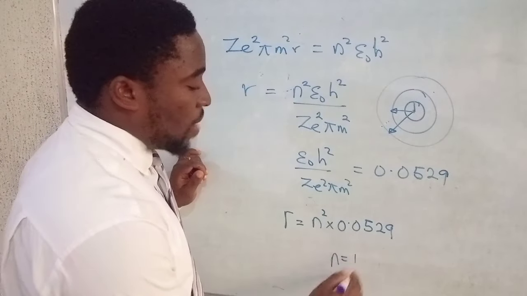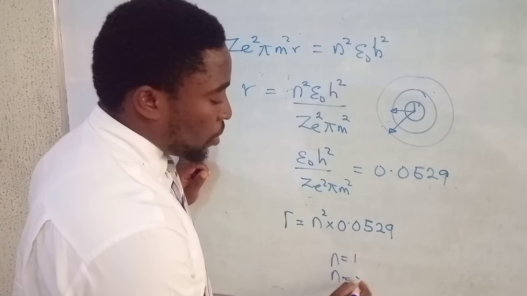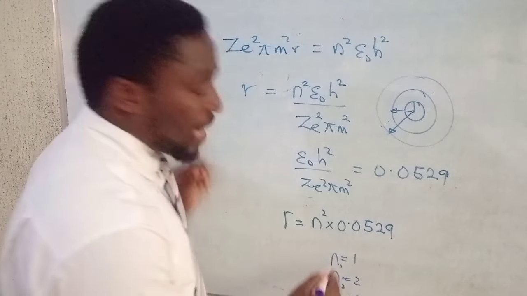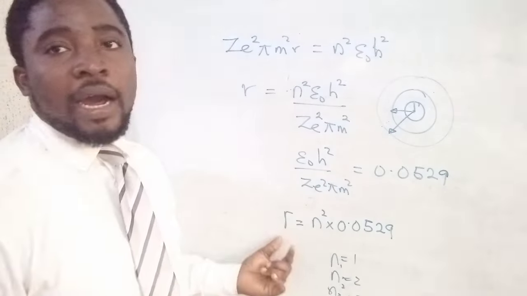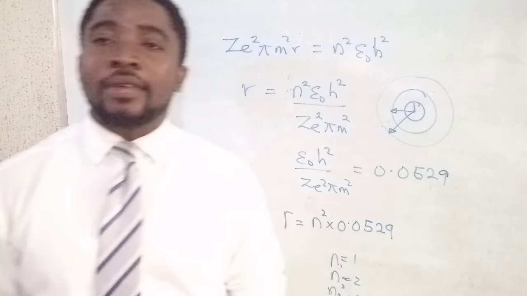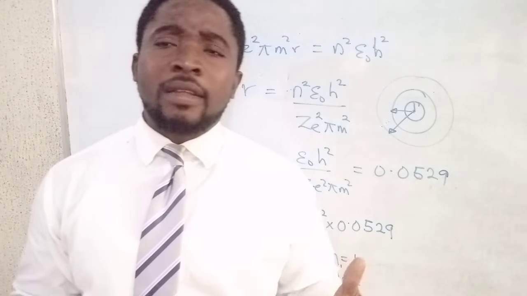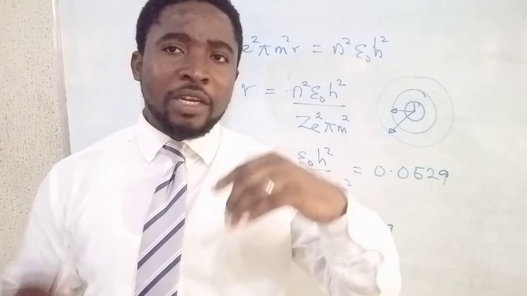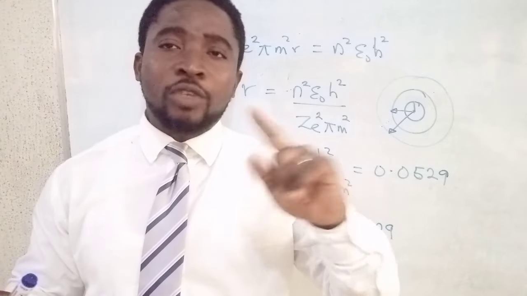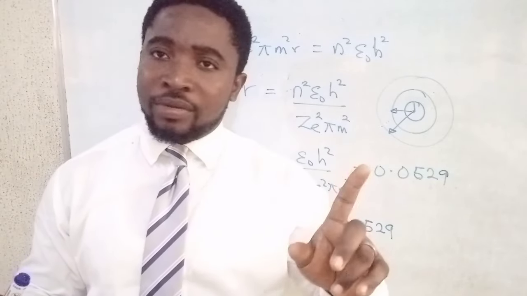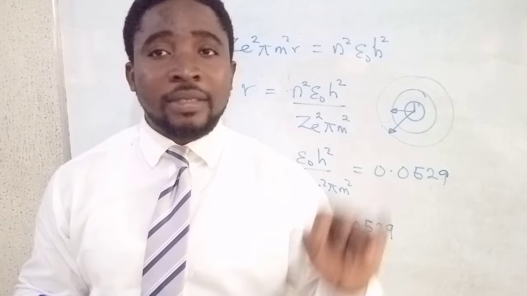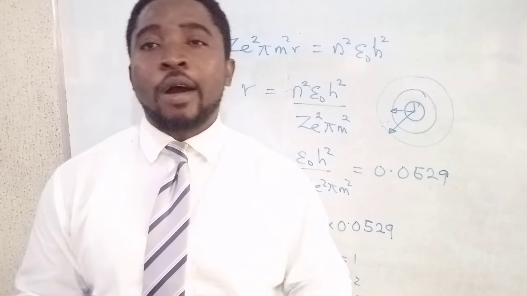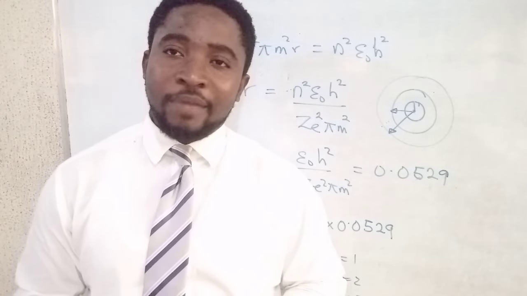So if n is equal to 1, or n is equal to 2, or n is equal to 3, you can get the corresponding value of R, which defines the Bohr's radius of the atom. Because the radius of an atom is not a single value, it varies depending on the value n, and that value n is what defines the principal quantum number of the shells. That means the atom has energy levels or stationary states. So this is what forms the basis of Bohr's quantum theory.